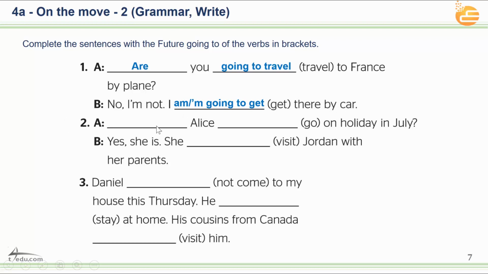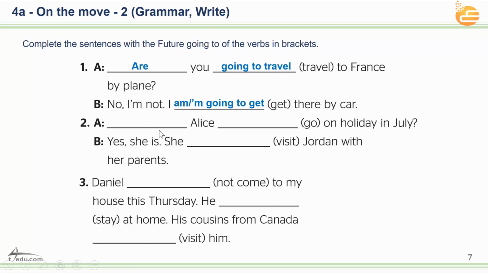Number 2, A. Alice go on holiday in July. So what do you think? What should we say? Alice. It's singular, not plural. Singular. Only one. Of course.